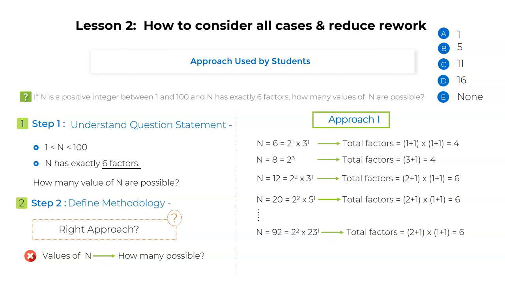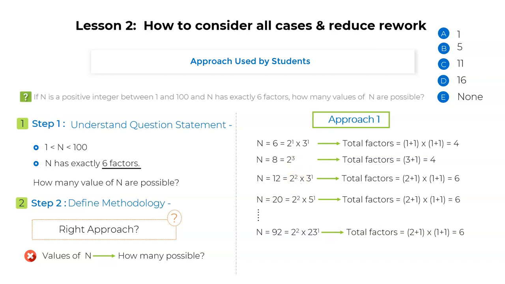But I'm sure by now you must have understood that this is a very tedious approach. I'm not being methodical here. Once I start writing down values, I'm wasting my time. That's number 1. Number 2, I'm looking for a pattern which I may or may not get.